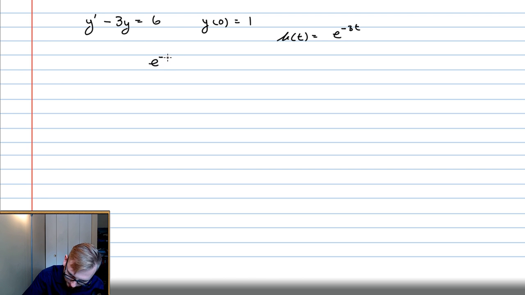e to the minus 3t is going to be multiplied onto each part of this equation. So then we've got e to the minus 3t y prime minus 3e to the minus 3t y equals e to the minus 3t times 6. Okay? Now, this looks interesting. This part here.